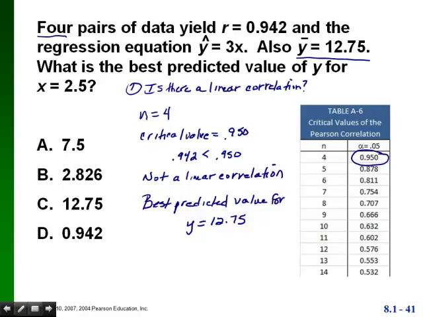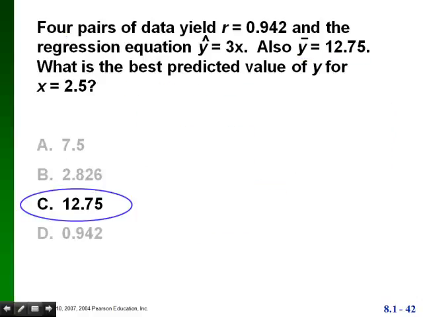Now, if we had found that there was a linear correlation, then we would plug our x value into our regression equation and use that to make our prediction. So here's the correct answer for this question: it was 12.75.